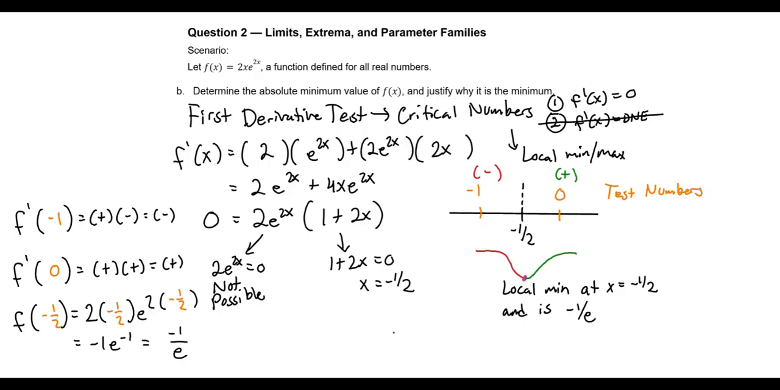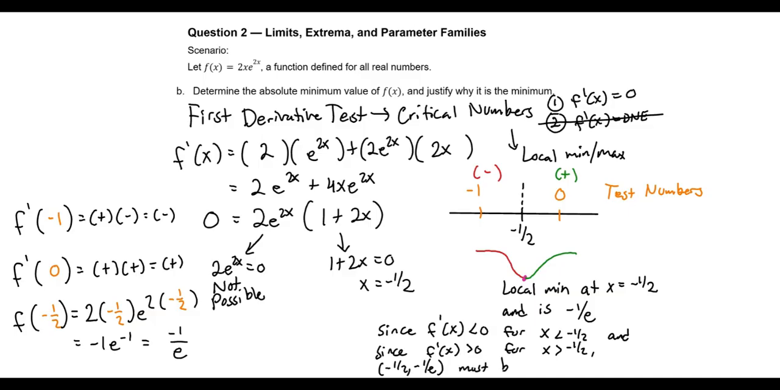So if we're going to write out our answer here, we might say something like this. Since f prime of x was negative for x being less than -1/2, and since f prime of x was positive for x greater than -1/2, right, everywhere to the right of it, the point -1/2, -1 over e, must be an absolute minimum.